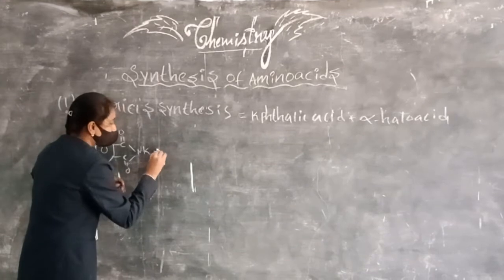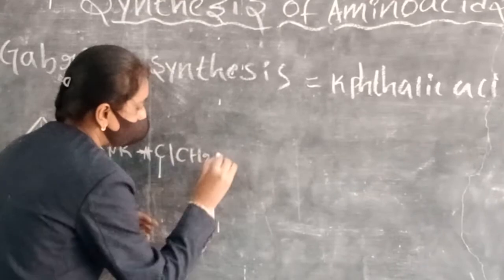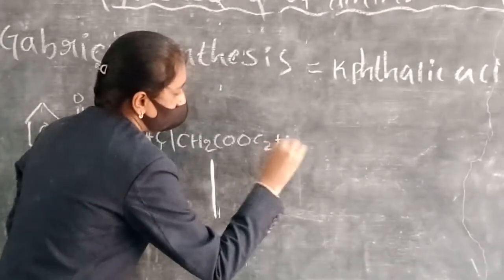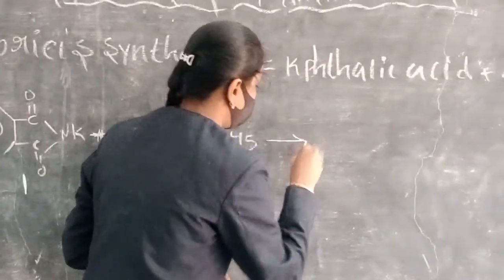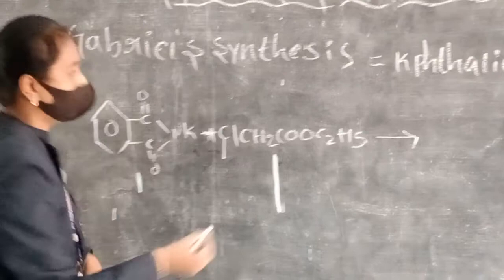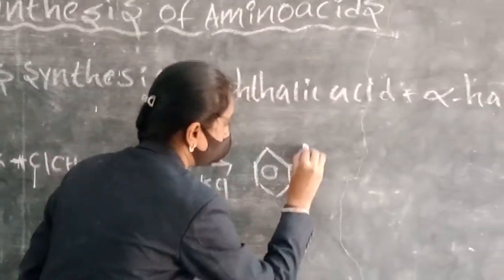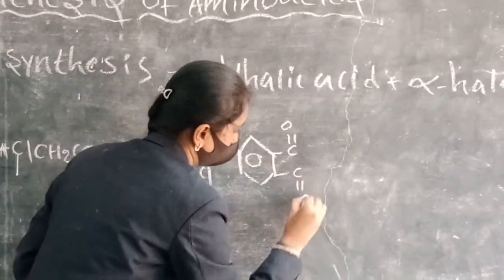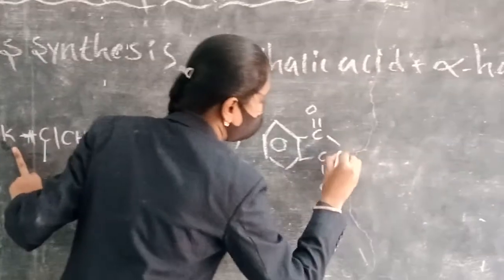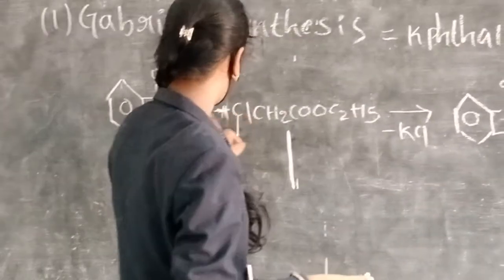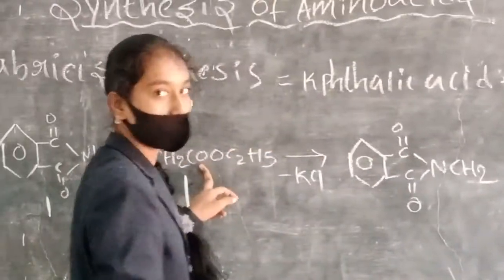Here we take the same alpha halo acid. It is one of the derivatives, that is ClCH2COOC2H5, the alpha chloro ethyl acetate. From this, we have to remove KCl to form the product. Here we have removed K and Cl, so we get N, with Cl removed and K removed, so CH2 and again COOC2H5.